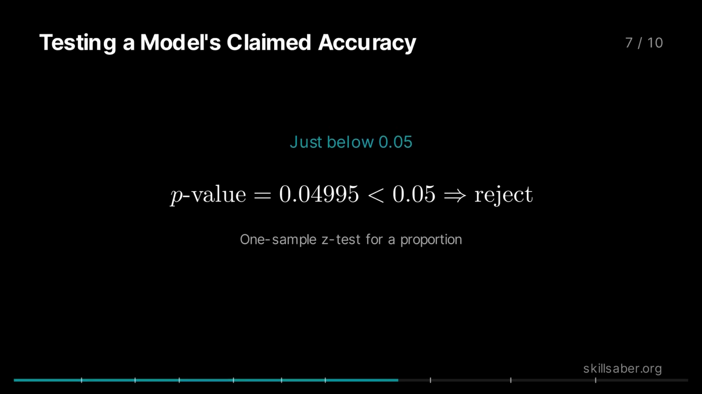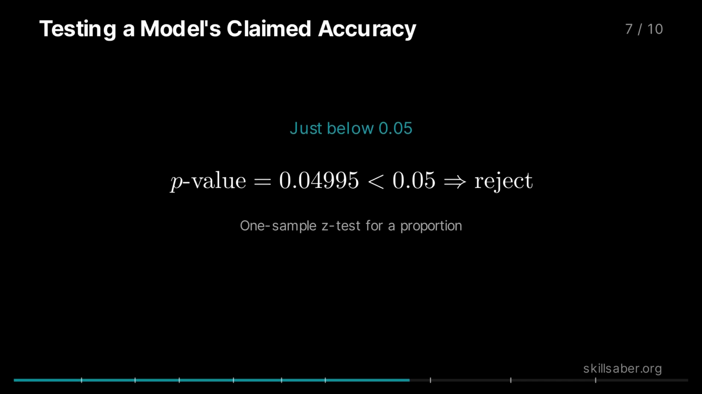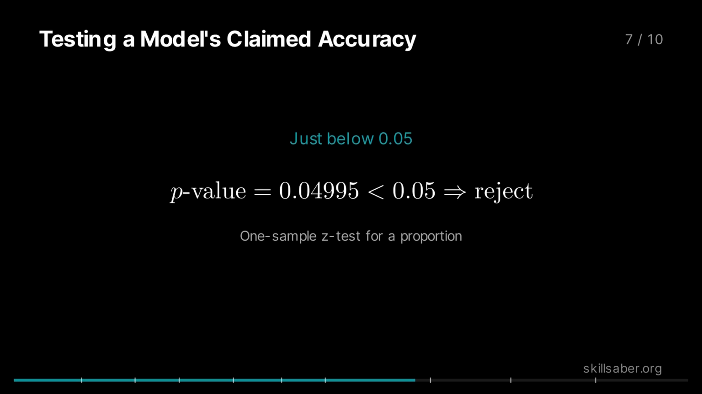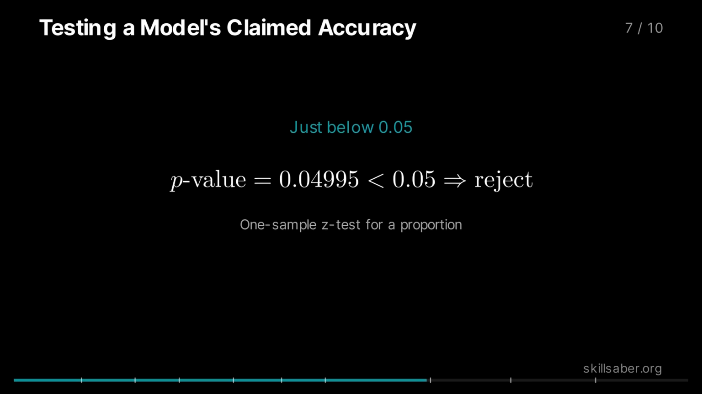But had it gotten 79 right, the z would be minus 1.68, the p-value 0.093, and the conclusion would flip. A result that turns on one sample is underpowered.